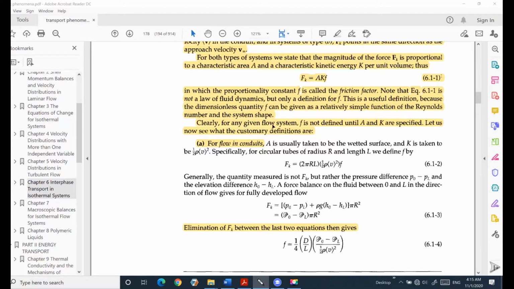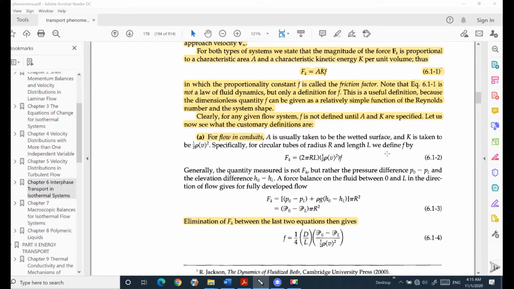For any given flow system, F is not defined until A and K are specified. Let us now see what definitions are available. To calculate F, first we need to define our system characteristic variables, area A and K. The case of A, flow in the channel.